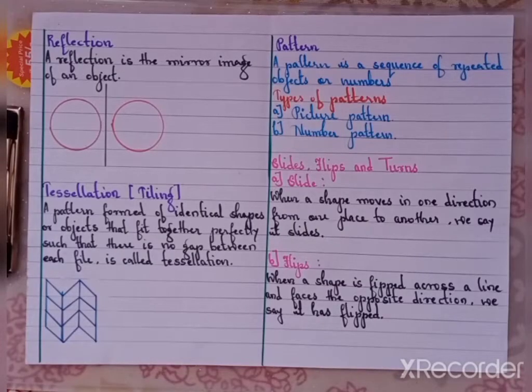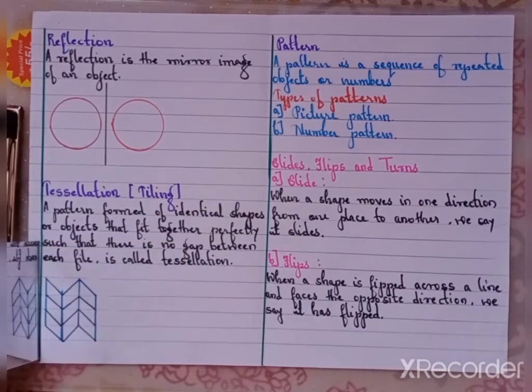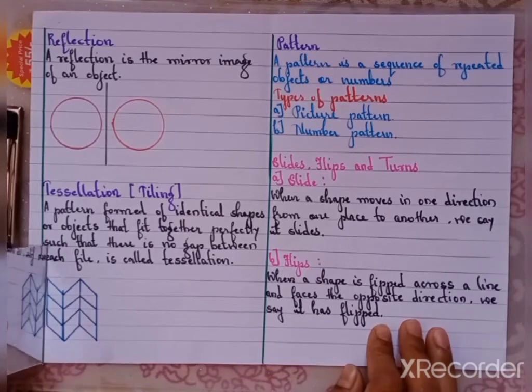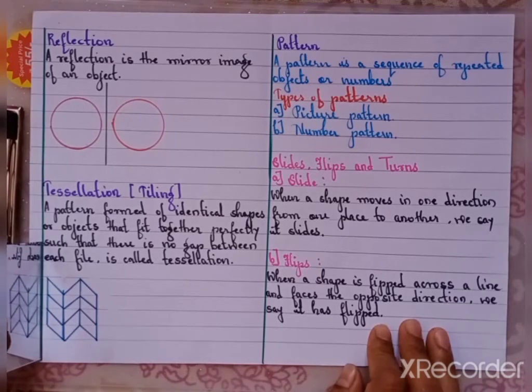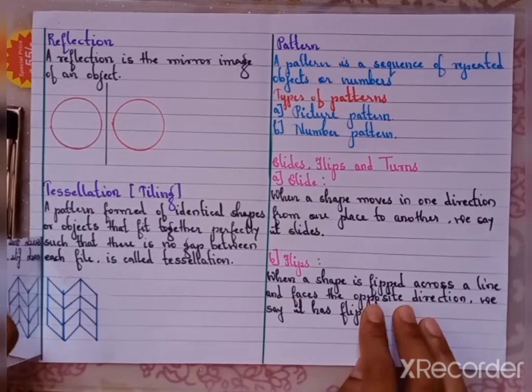Now let's see the next concept, reflection. A reflection is the mirror image of an object. When you stand in front of a mirror, your image appears. That's nothing but the reflection. I'll give you an example. This is a mirror, and if I place a mirror this way, the same kind of figure will appear. So this is called the reflecting image. You can see here.